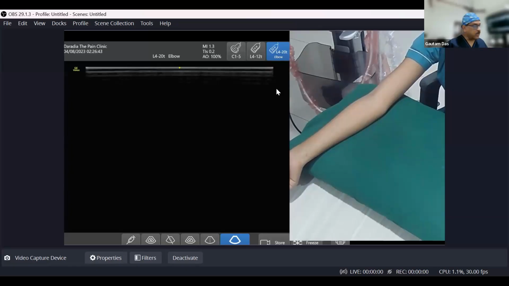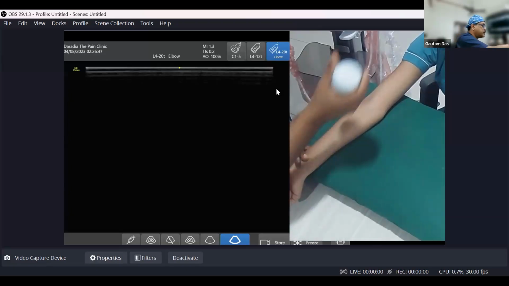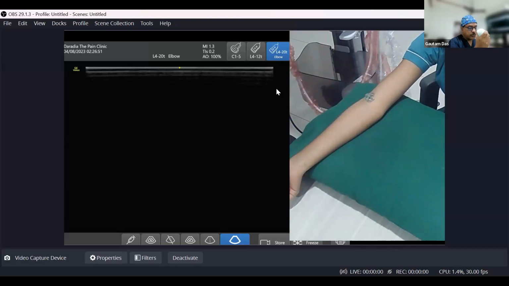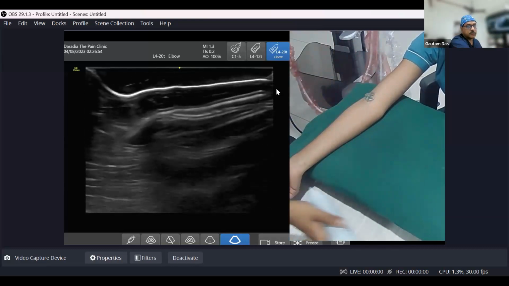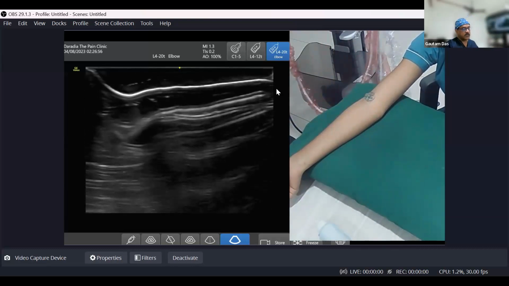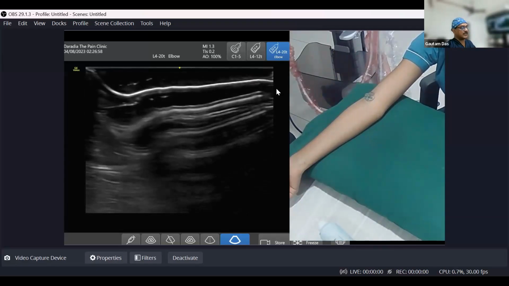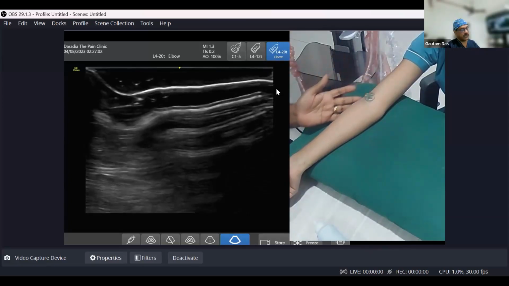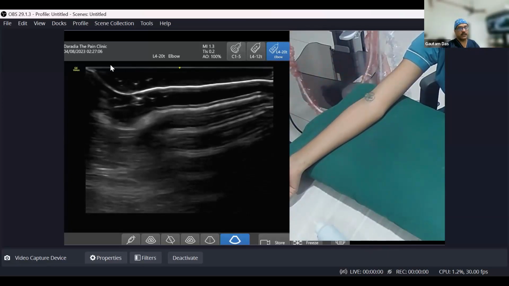So my aspect marker, let me put a lot of gel. Again, gel is very important. That day I was talking, if we are not having good gel, we are not going to get a good picture. So here, my aspect marker is on the lateral side. This side is your radial side. So the aspect marker is on the lateral side, that means on the screen, this side is the lateral side, and the right hand side of the screen is your medial side.